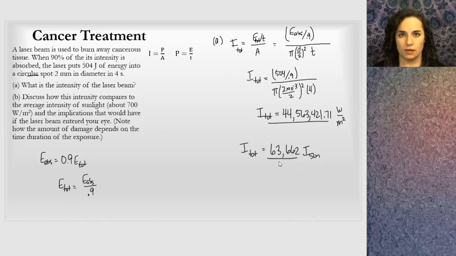Huge intensity here. It asks the implications it would have if the laser beam entered your eye. So we're already told not to stare at the sun. If we stare at the sun for a certain amount of time, don't stare at the sun too long, you're going to burn your eye. And here the laser has 64,000 times the intensity of the sun. And so any amount of time in your eye, that would burn the tissue in your eye as well. So that's why there's the warnings about don't look at a laser.